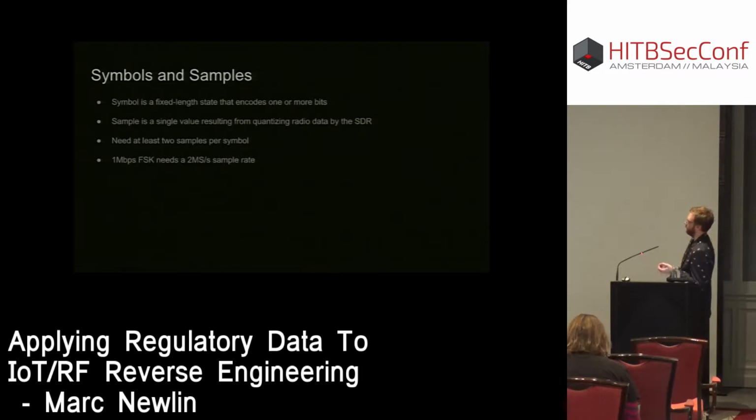Another thing to remember is that you need to sample at twice your symbol rate. So if you have a frequency shift keying modulated signal, each bit is going to be 1 symbol. And because of math, which I don't understand, you need to sample it twice that. So if you have a 1 megabit per second frequency shift keying signal, you need to sample at 2 megasamples per second. And just knowing that you need to sample at 2 samples per symbol is sufficient to use GNU Radio to demodulate this data.